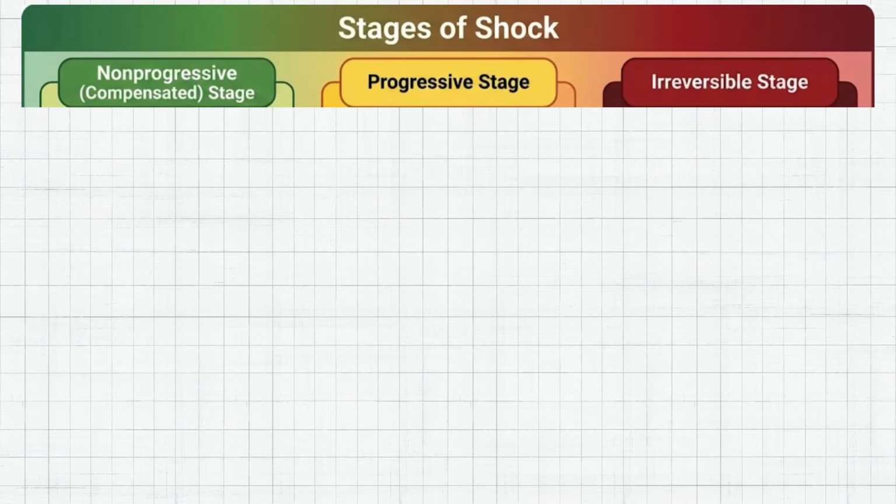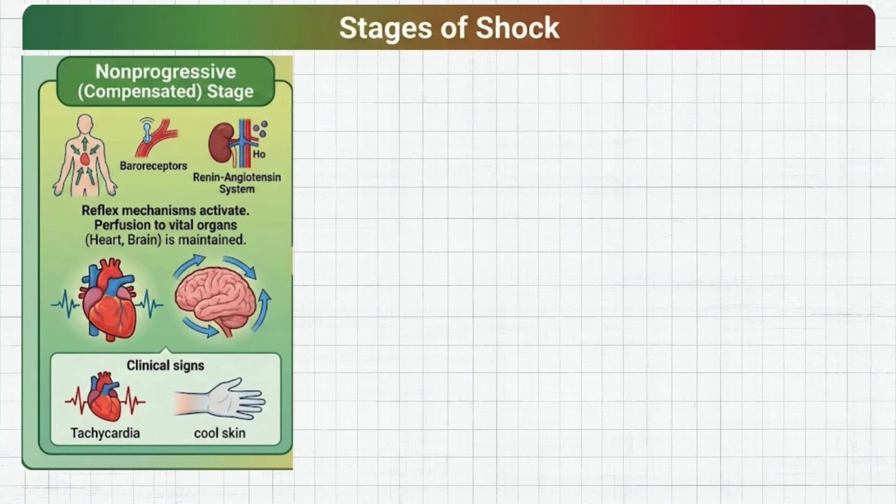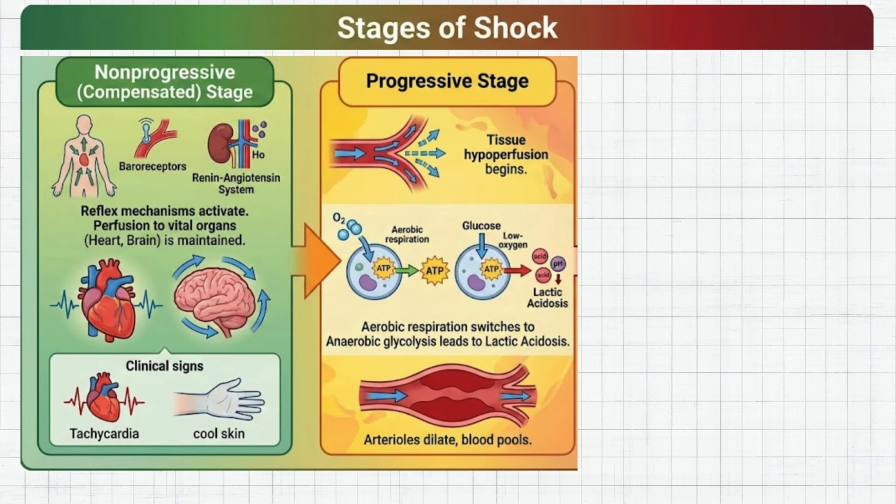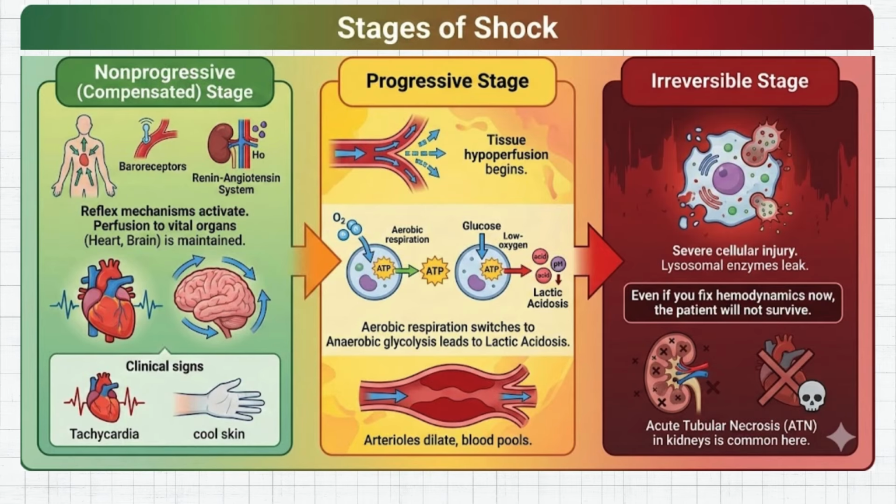Stages of shock. Non-progressive or compensated stage, where reflex mechanisms activate, baroreceptors, renin-angiotensin system, and the perfusion to vital organs, that is heart or brain, is maintained. Clinical findings are tachycardia and cool skin. Progressive stage. The tissue hypoperfusion begins. Aerobic respiration switches to anaerobic glycolysis, leading to lactic acidosis. Arterioles dilate, blood pools.